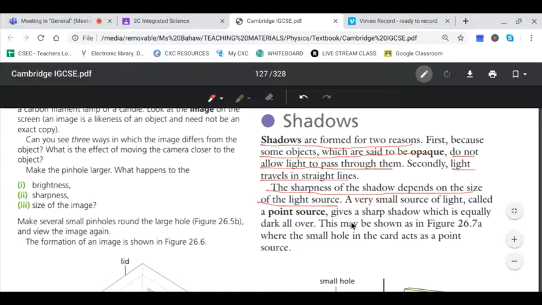Now to describe a small source of light, we call it a point source. A point source tends to give a sharp shadow which is equally dark all over. So let's say I had a desk lamp with a bright bulb in it. That would be a point source, and that can actually form a sharp shadow.